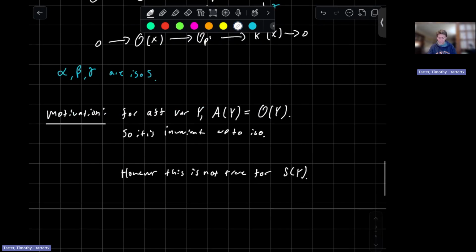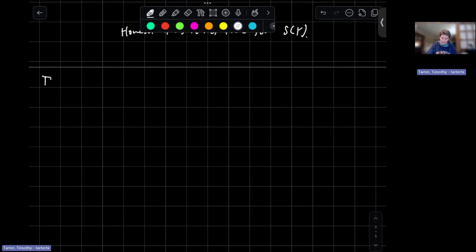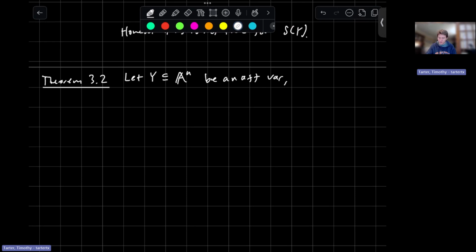So let's hit Theorem 3.2. Theorem. Let Y contained in affine n-space be an affine variety with affine coordinate ring A(Y). Then we have four points.